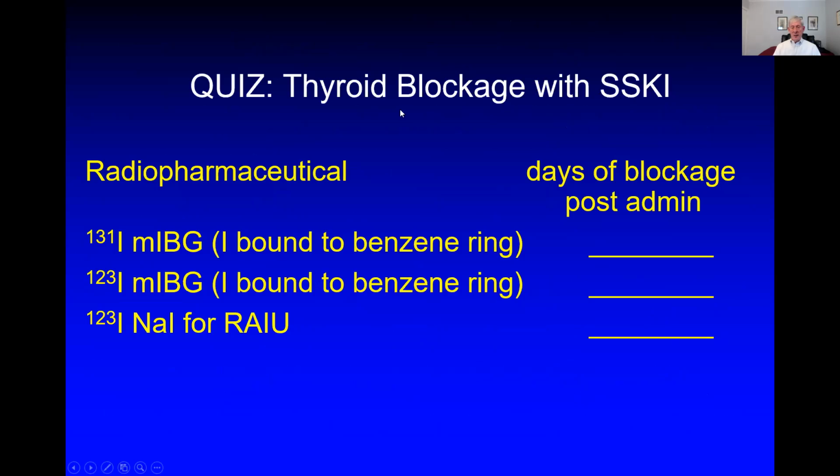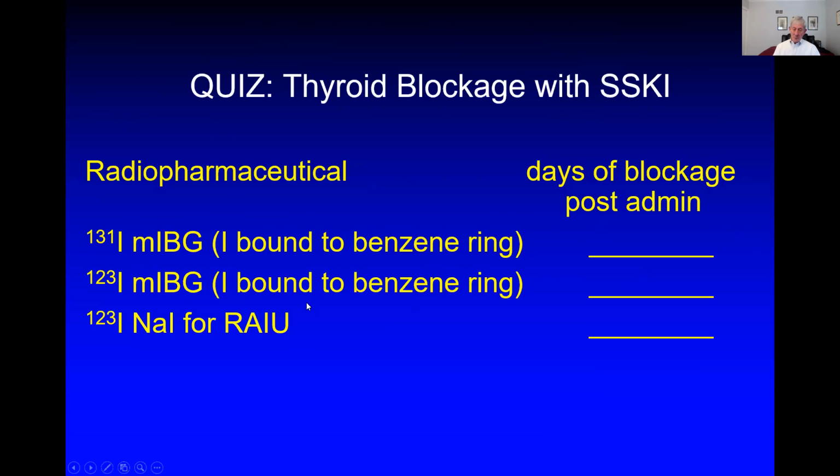When we are doing a scan that uses I-123 or I-131, such as I-123 MIBG, we have to block the thyroid, and we block it with a drug called SSKI. It is a saturated solution of KI, that's potassium iodide. We give it prophylactically, let's say, an hour before the injection, and then the patient takes it for the next 2 or 3 days if it's I-123, or out to 8 or 10 days if it's I-131. The only criterion is this: if it's bound to a benzene ring, you should be blocking the thyroid.